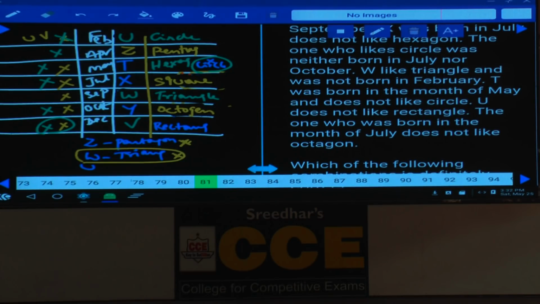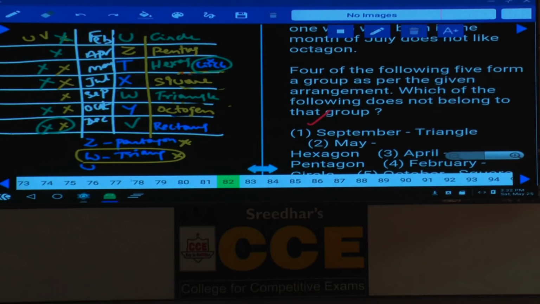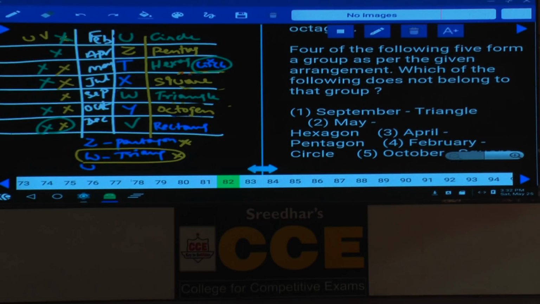Question number 81, which of the following combinations is definitely correct? Y square, that is false. U triangle, false. T hexagon, definitely true, that is choice 3. Then question number 82, 4 out of the following 5 is nothing but an odd man out. September and triangle. Now the one who was born in September likes triangle, that is definitely true, isn't it?